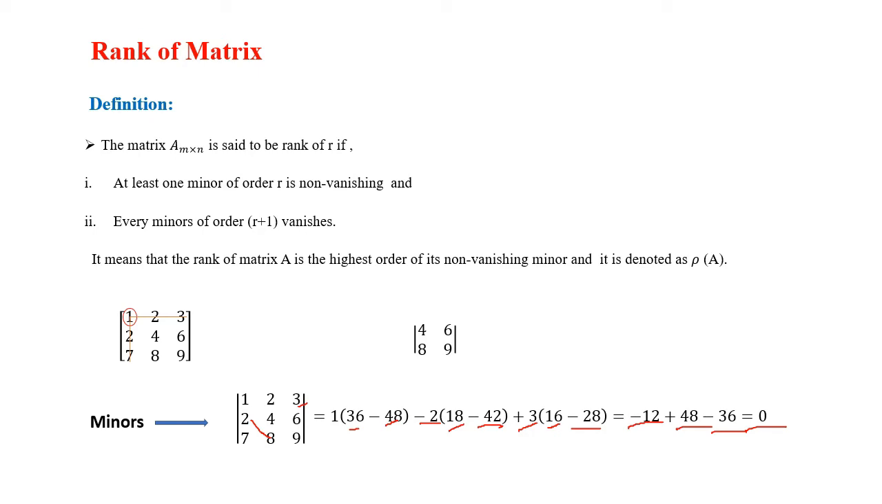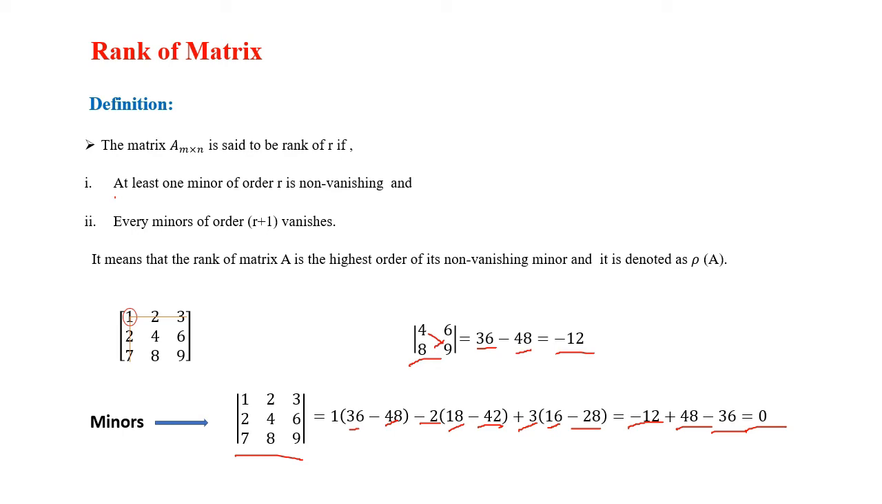Now we will consider the minor of order 2 for the given matrix. So now simply consider this minor. The value of this minor is just obtained by cross multiplication. So 4 into 9 is what? 36 minus 8 into 6 is 48. 36 minus 48 is what? Minus 12. It means we got one minor of order 2 which is non-vanishing and every minor of order 3 is vanishing.